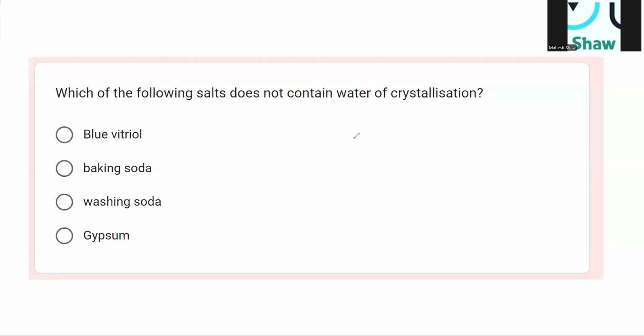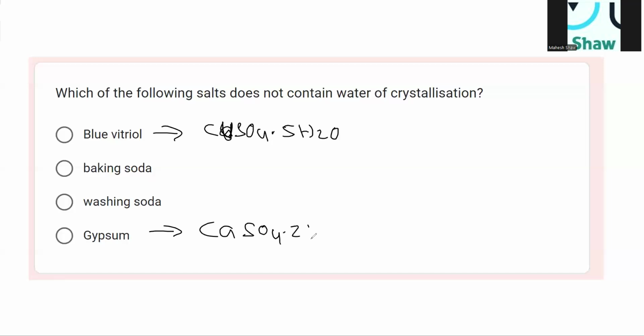In this question, the question is, which of the following salts does not contain water of crystallization? As we have already done water of crystallization, you'll be able to figure out that blue vitriol is nothing but copper sulfate. So this is CuSO4.5H2O. It has 5 water molecules attached. Gypsum is CaSO4.2H2O, it has 2 water molecules.